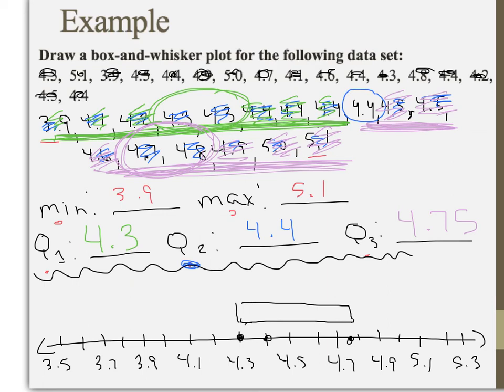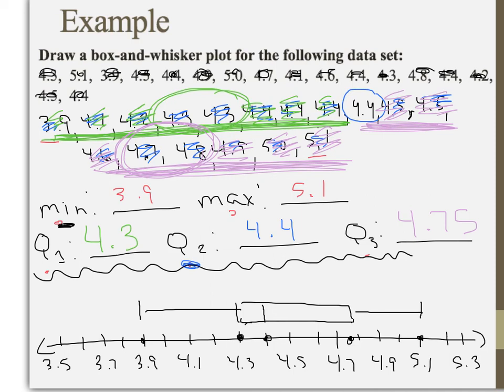And then above where those dots are, I'm going to make a box for our box and whisker. And then above the 4.4, which is quartile 2, I'm going to draw a line right above that dot inside of our box. Now I'm going to go to my minimum, which is 3.9. I'm going to put a dot there, and right above it I'm going to draw a line and connect it to my box. That's called the whisker. Then I'm going to go to my maximum, which is 5.1, put a dot. Right above that I'm going to put a line and connect it to my box for my other whisker. And this is your box and whisker plot.